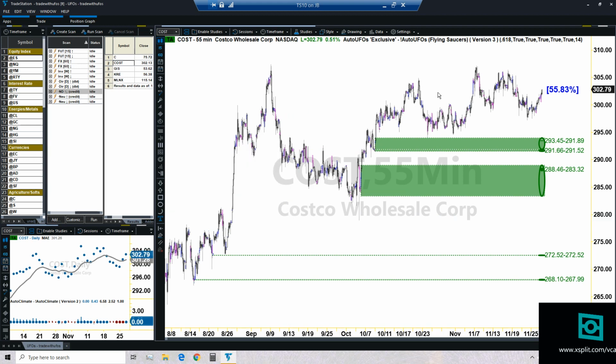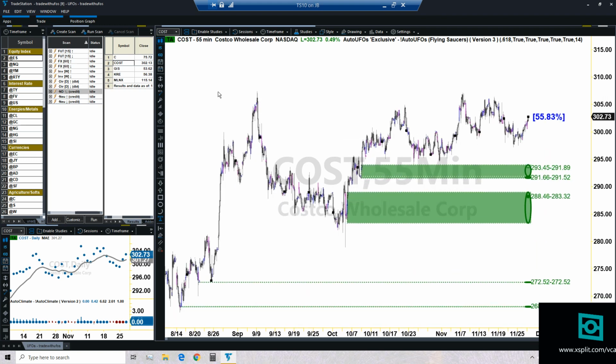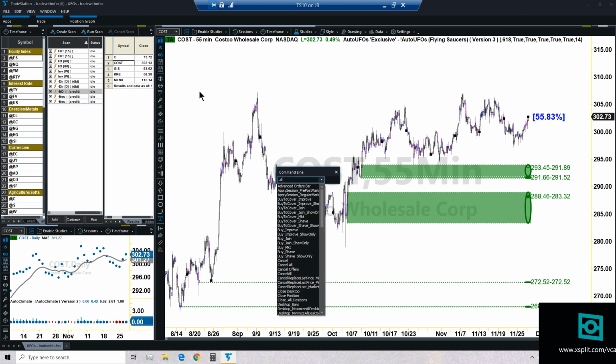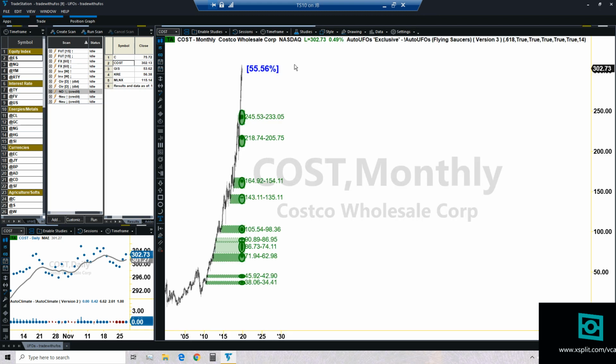So what do we have here? We have UFOs below, but it doesn't look like we have UFOs above, and that certainly is a problem. To do a non-directional trade, we need to have UFOs above and below. So I'm going to move to the daily time frame just to see where we are at. Unfortunately, it looks like that stock is making all-time highs. This is a monthly time frame now.